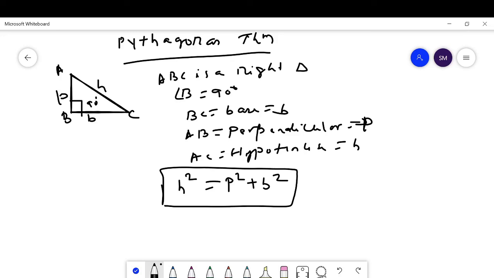Then students, today this much. In my next session we will discuss the application of the Pythagoras theorem.